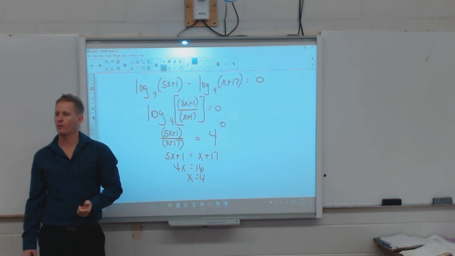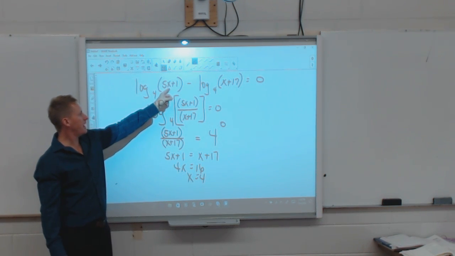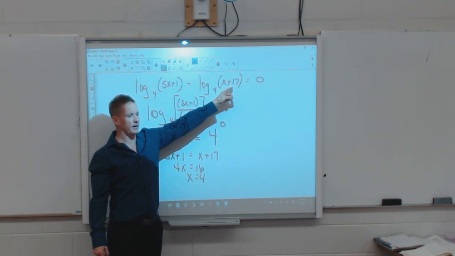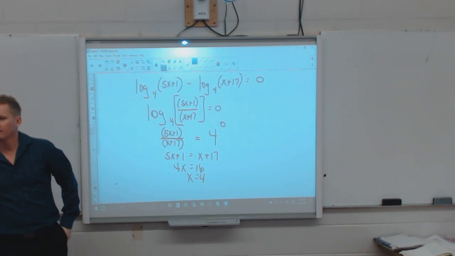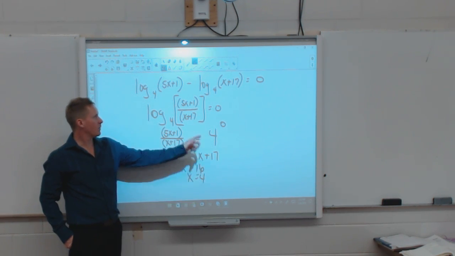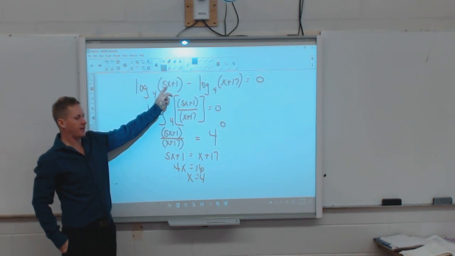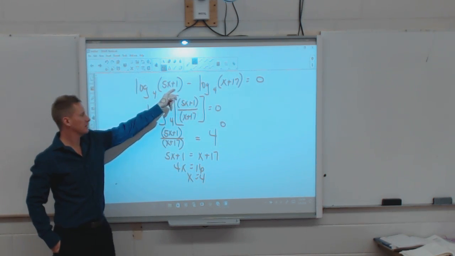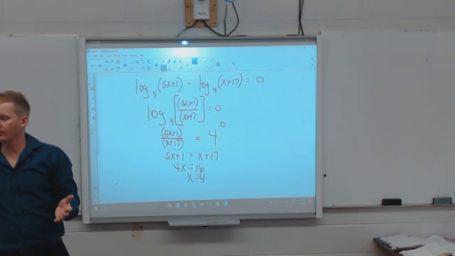I want you to think about this for one second. The value here minus the value here has to equal 0, correct? So 4 was the obvious answer here. Does it work for any other number? If I put 5 in, will it work? 5 times 5 plus 1, and then 5 plus 17. So that can't work, right? That's what we have to establish.